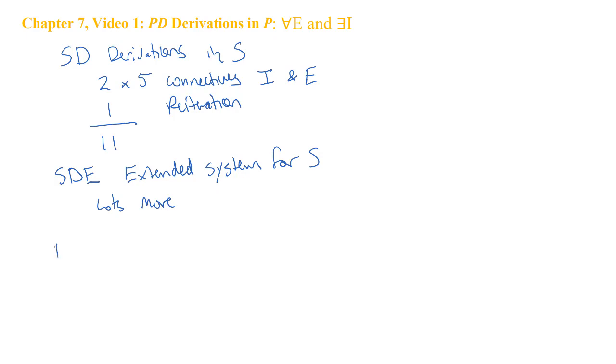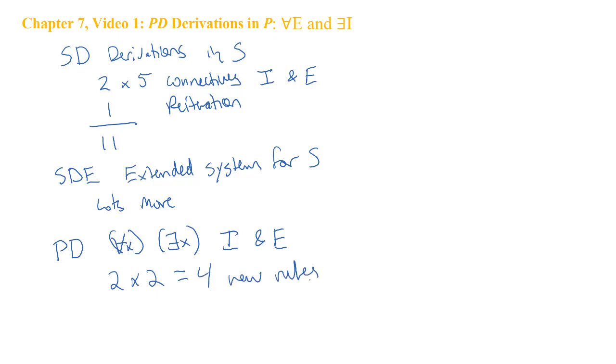Then, with SDE, the extended system for S, we had a bunch more rules, including substitution or equivalence rules. Now, for PD, we have 2 new logical operators. We have the universal quantifier and, of course, the existential quantifier. And all we really need is an introduction and elimination rule for each of those. So that's going to be 2 times 2 equals 4 new rules. So in that sense, it's very simple. We just need to add 4 new rules. But 2 of these rules are rather complicated. We'll take a bit of explaining. In addition, we'll eventually look at PDE, which is an extension of PD that really just adds 1 equivalence rule.